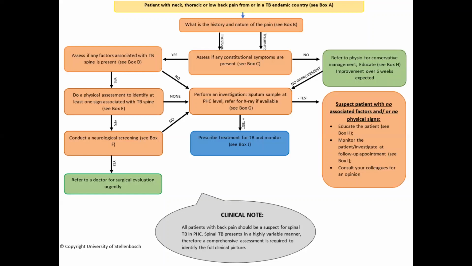If they say yes to this, this is where you would do the physical assessment that was described by Marisa to identify at least one of the associated signs with spinal TB. If they say yes, or you find any of these physical assessments positive, you would then conduct a neurological screening, which was also discussed by Marisa. If this comes out positive, you would immediately refer to a doctor for surgical evaluation, and this is quite urgent.